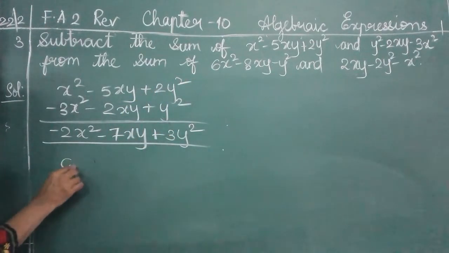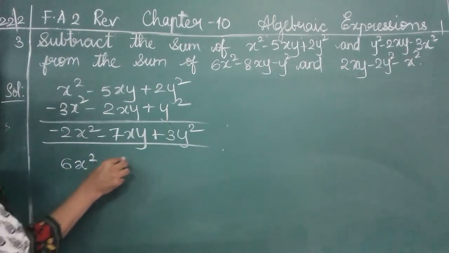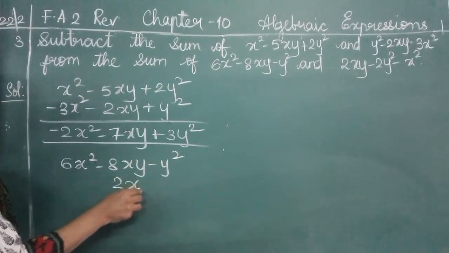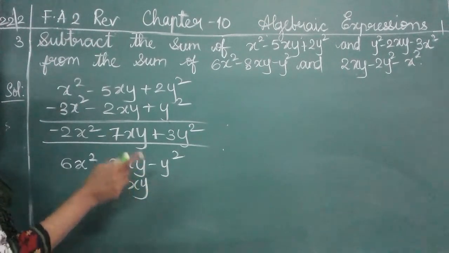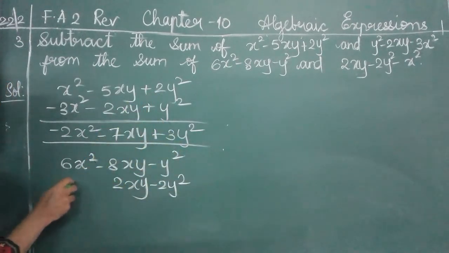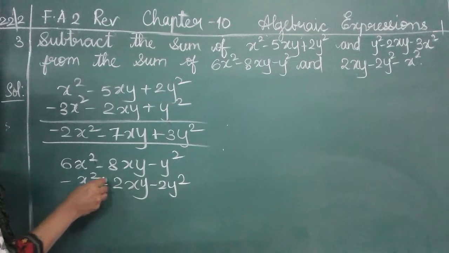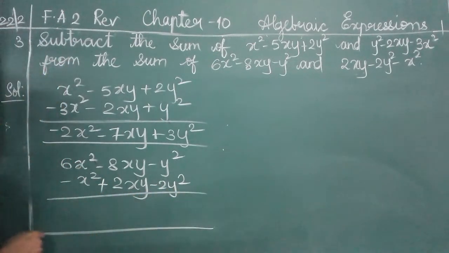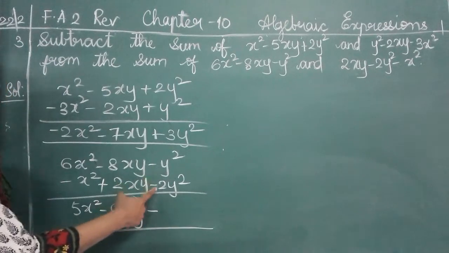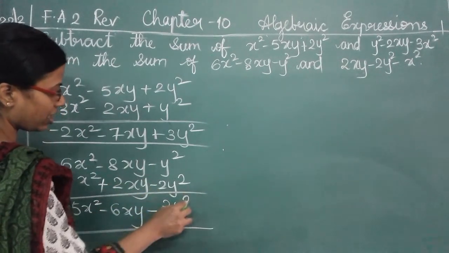Now let us take the second part. 6x square minus 8xy minus y square. 2xy is given, so wherever xy is there we have to write. Then minus 2y square, minus x square. This nothing is there, so it is a positive sign. Now let's do 6 minus 1 is 5x square. Minus 8 plus 2 is minus 6xy. Minus and minus, so write minus. 2 plus 1 is 3, so it is minus 3y square.